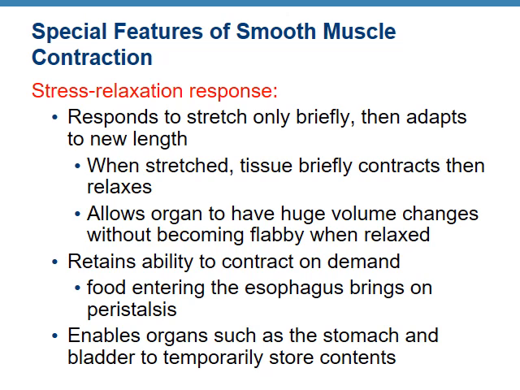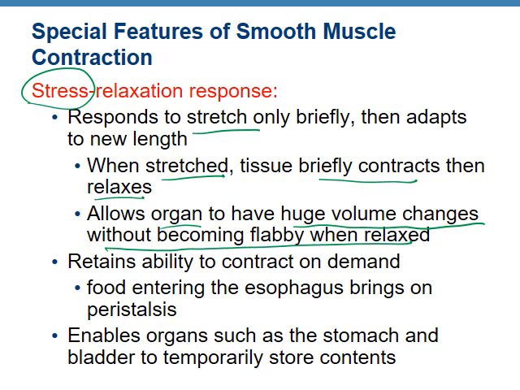One of the special features of smooth muscle is this kind of stress or stretch relaxation response. So basically, when smooth muscle is stretched, it's going to briefly contract and then it's going to relax. This allows organs to have a huge volume change without becoming flabby when they're relaxed. So basically, it adapts to large volume versus low volume without the muscle becoming flabby so that it won't work the next time. So it basically doesn't allow for this area to be too distended or to stretch out of shape. It adapts to the new shape.